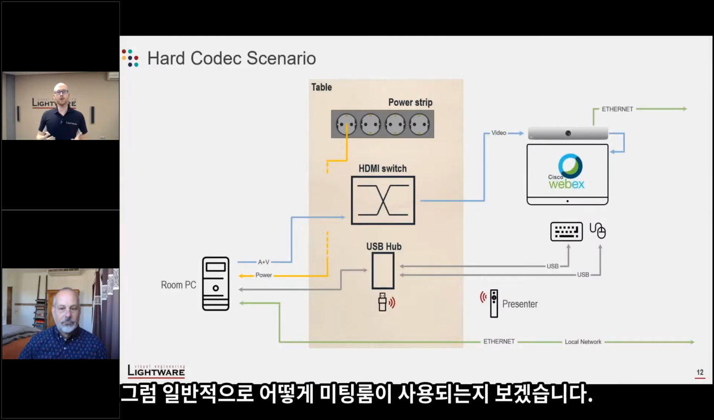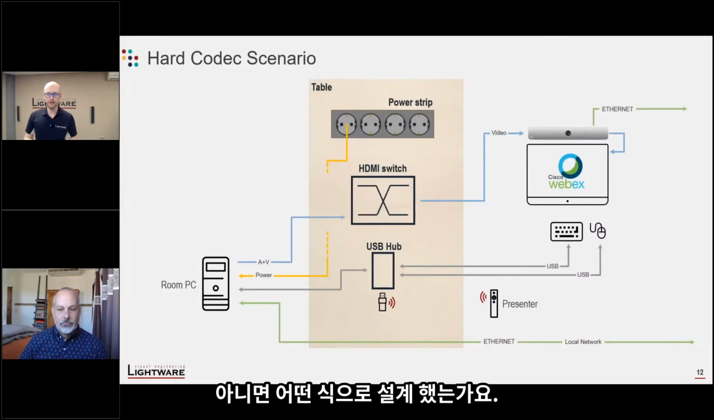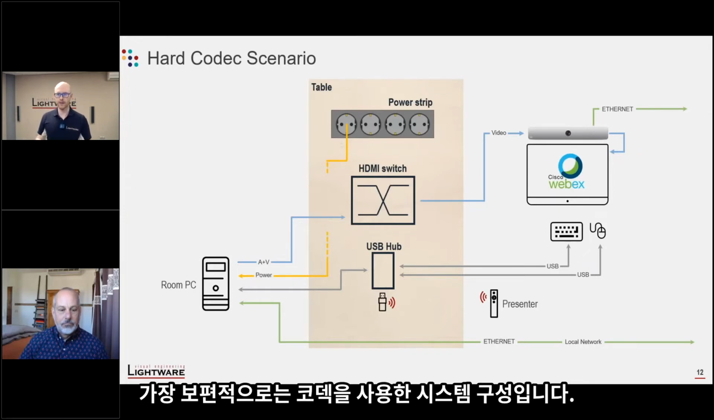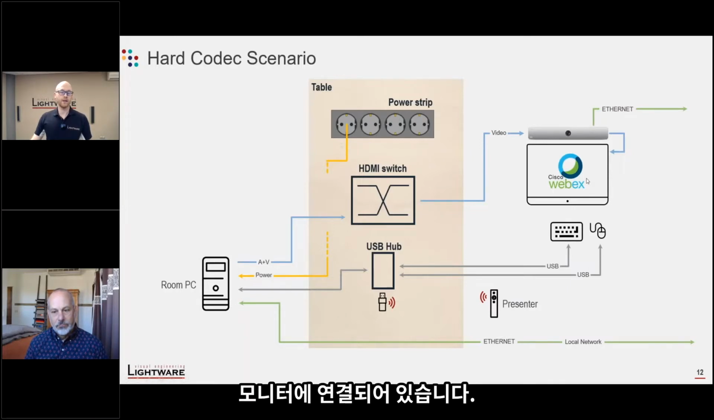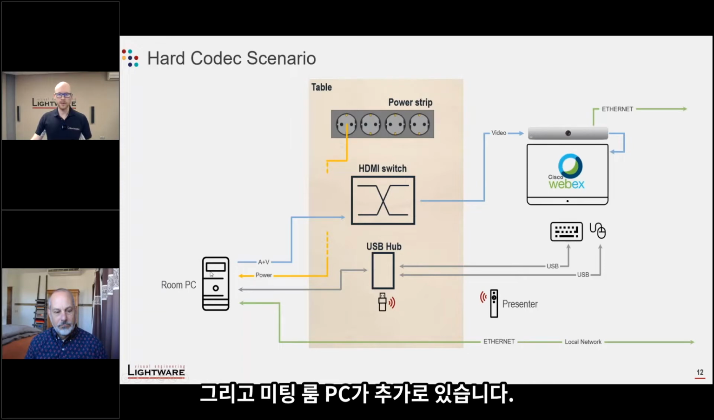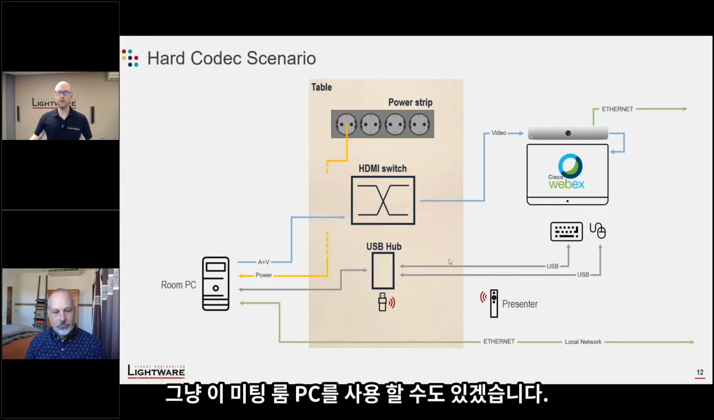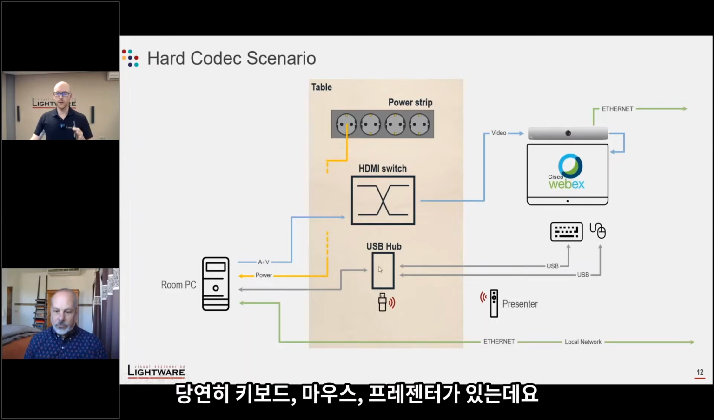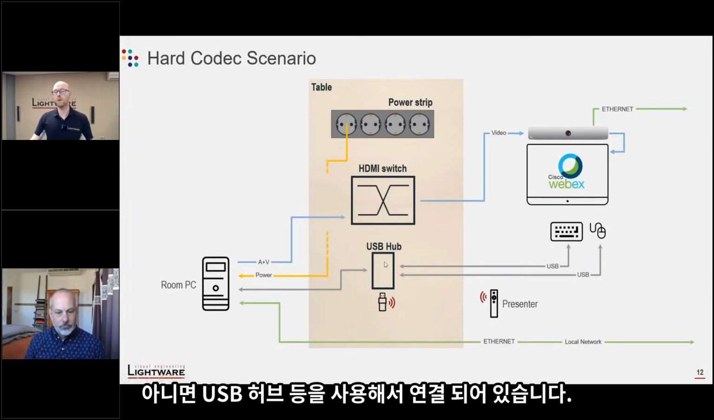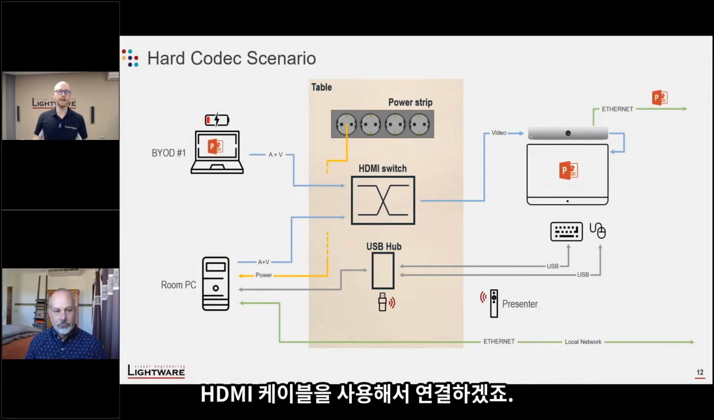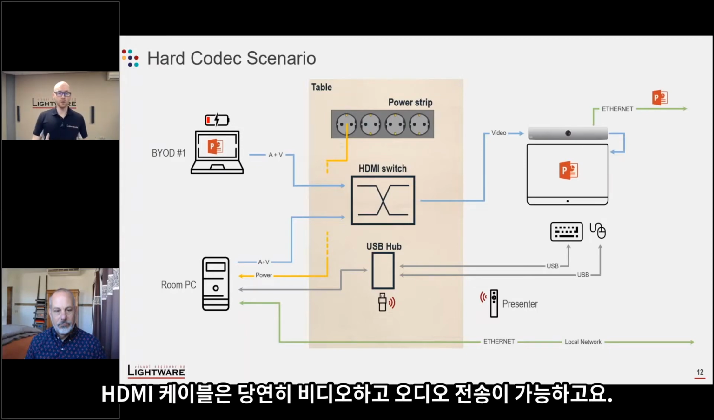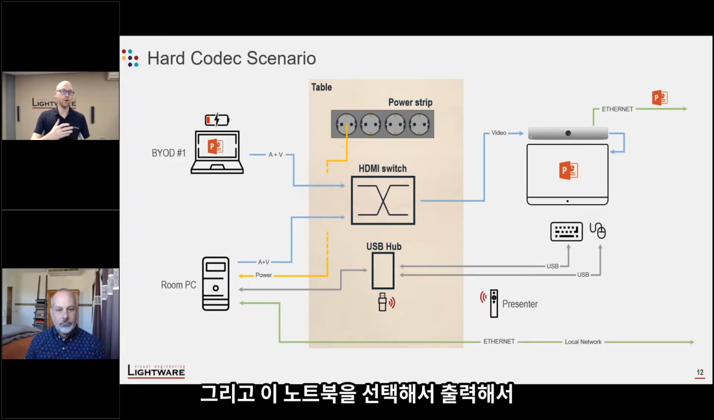So let's take a look at how these rooms are used and how these rooms are built. The simplest scenario is a hard codec scenario. This room has a Cisco codec on top of the display. It's connected to a screen, but there's a meeting room PC. So in case people don't bring their own laptops, they can use the meeting room PC. We have a keyboard and a mouse and a presenter, which are directly connected to the meeting room PC, or we might have a USB hub somewhere in the table. We have an HDMI switch. So if people do bring their own laptops, they can connect it using an HDMI cable. Most likely, the HDMI cable can carry video and audio, and they can choose that over the meeting room PC.